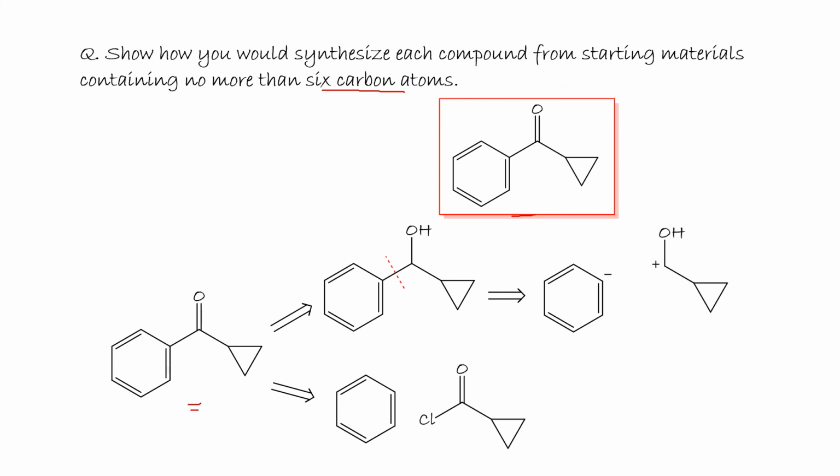retrosynthetically we can get this ketone from an alcohol. This is a secondary alcohol we can get from the Grignard reaction of phenyl magnesium bromide with cyclopropane carbaldehyde. We can get this from the reaction of benzene, Friedel-Crafts acylation reaction.